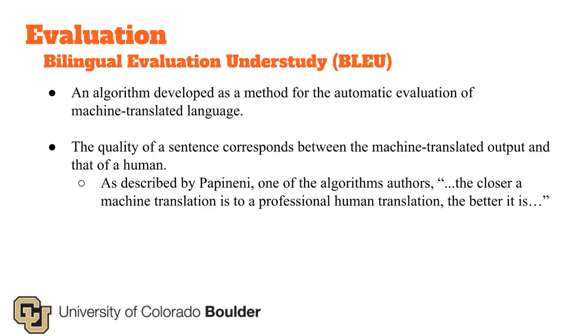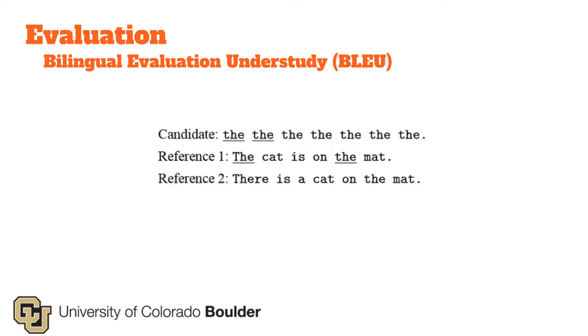Well, first off, it's an algorithm that was developed as a method for the automatic evaluation of machine-translated language. So obviously, it's easy to see how it can be applied to what we were doing. The quality of a sentence corresponds between the machine-translated output and that of a human. As described by Papineni, one of the algorithm's authors, the closer a machine translation is to a professional human translation, the better it is.